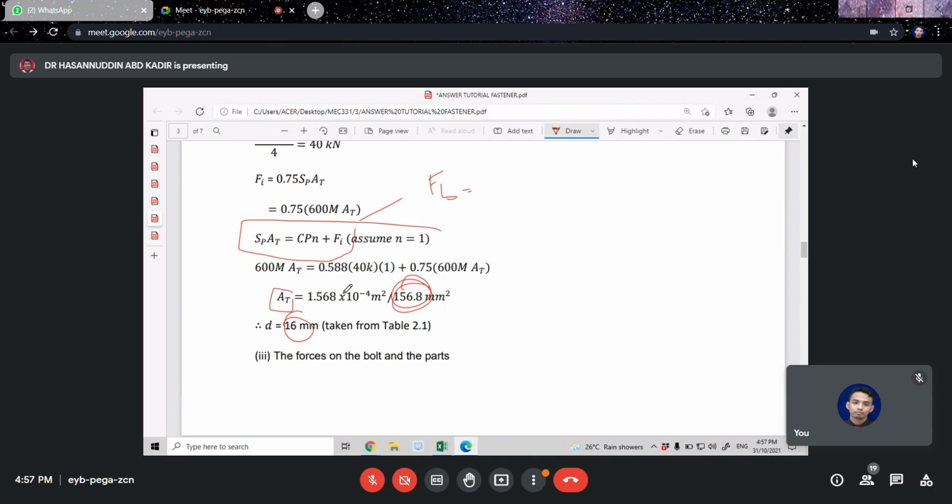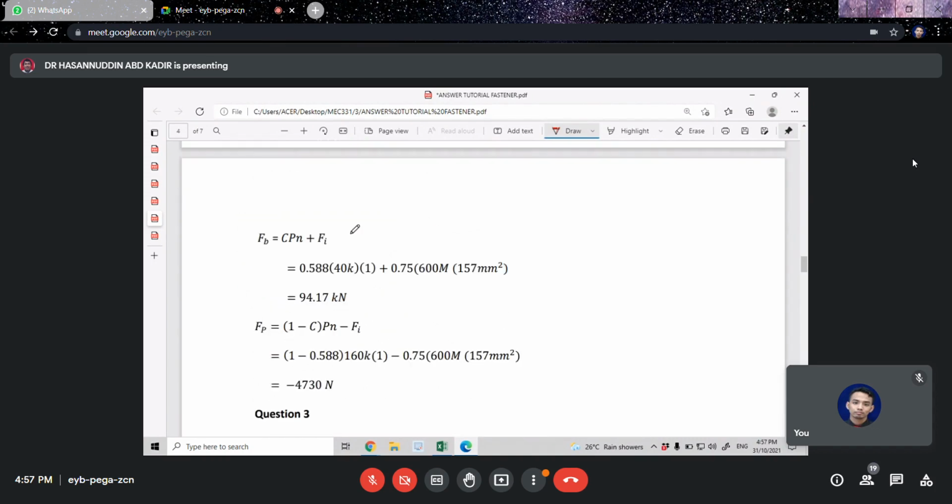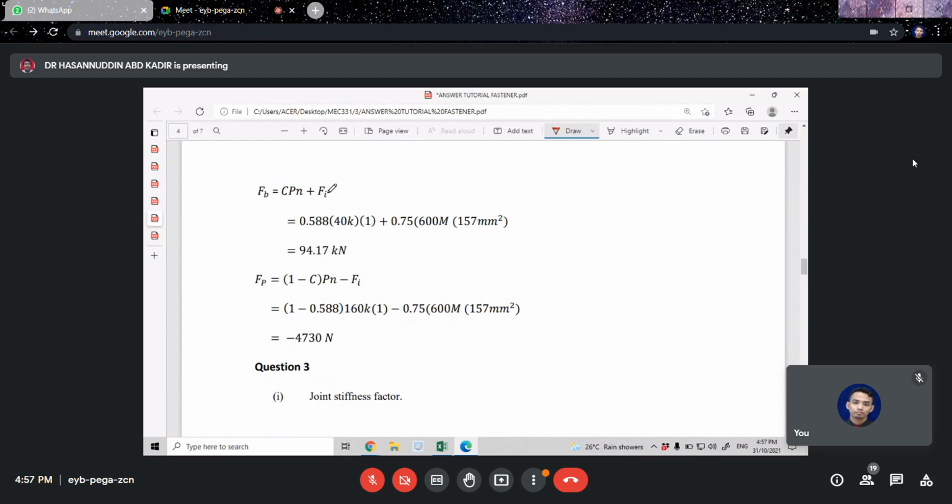Okay, and the force on the bolt and the part, so we can put back the value. FB goes into CPN plus this one, they already divide. Okay, this 40, they already divide. Okay, before this. 160, they divide. This is the safety factor, and then this one FI, 0.75 multiply with SP, and also they have the value of 80 here. Okay, this one is 80, this one is 80, this one is SP.